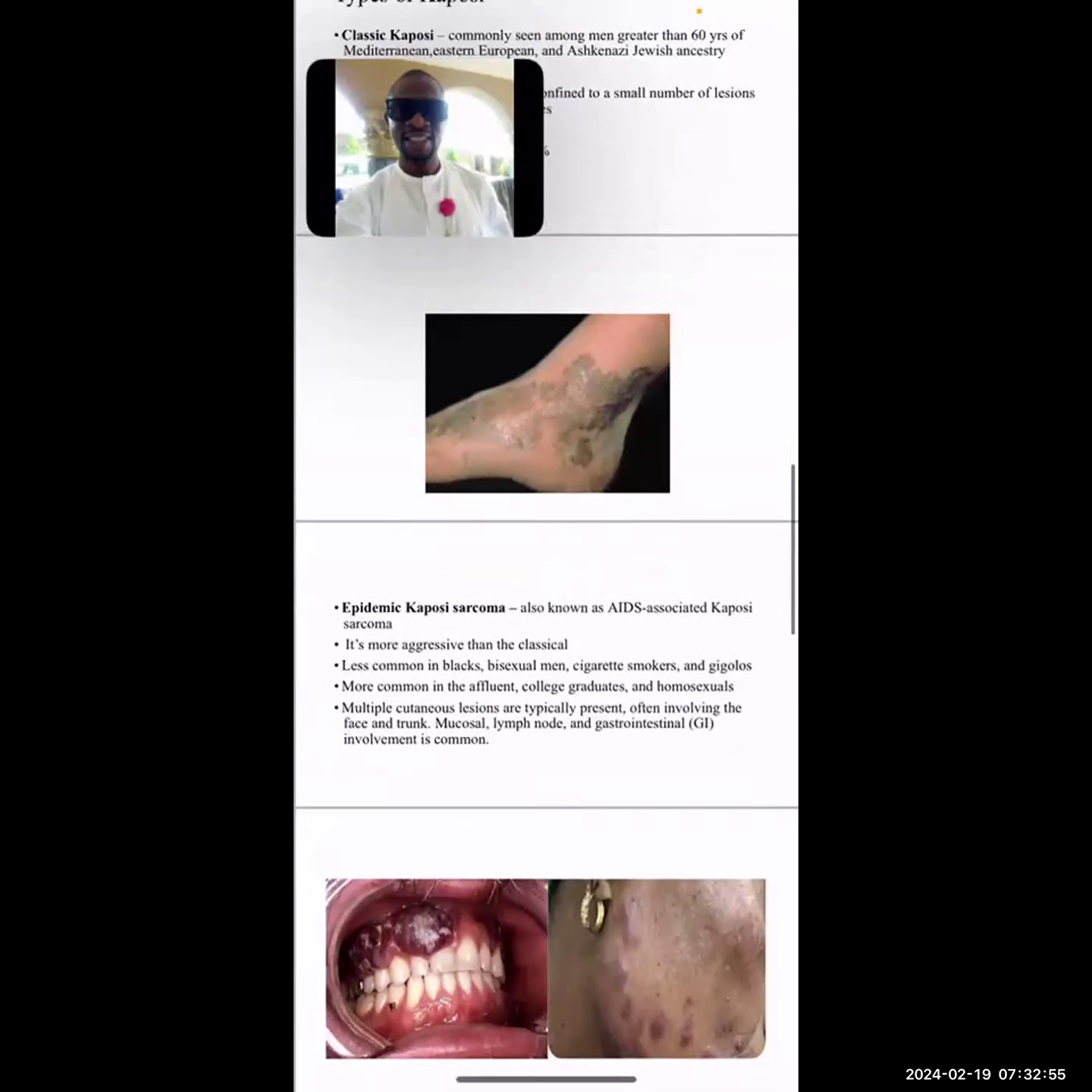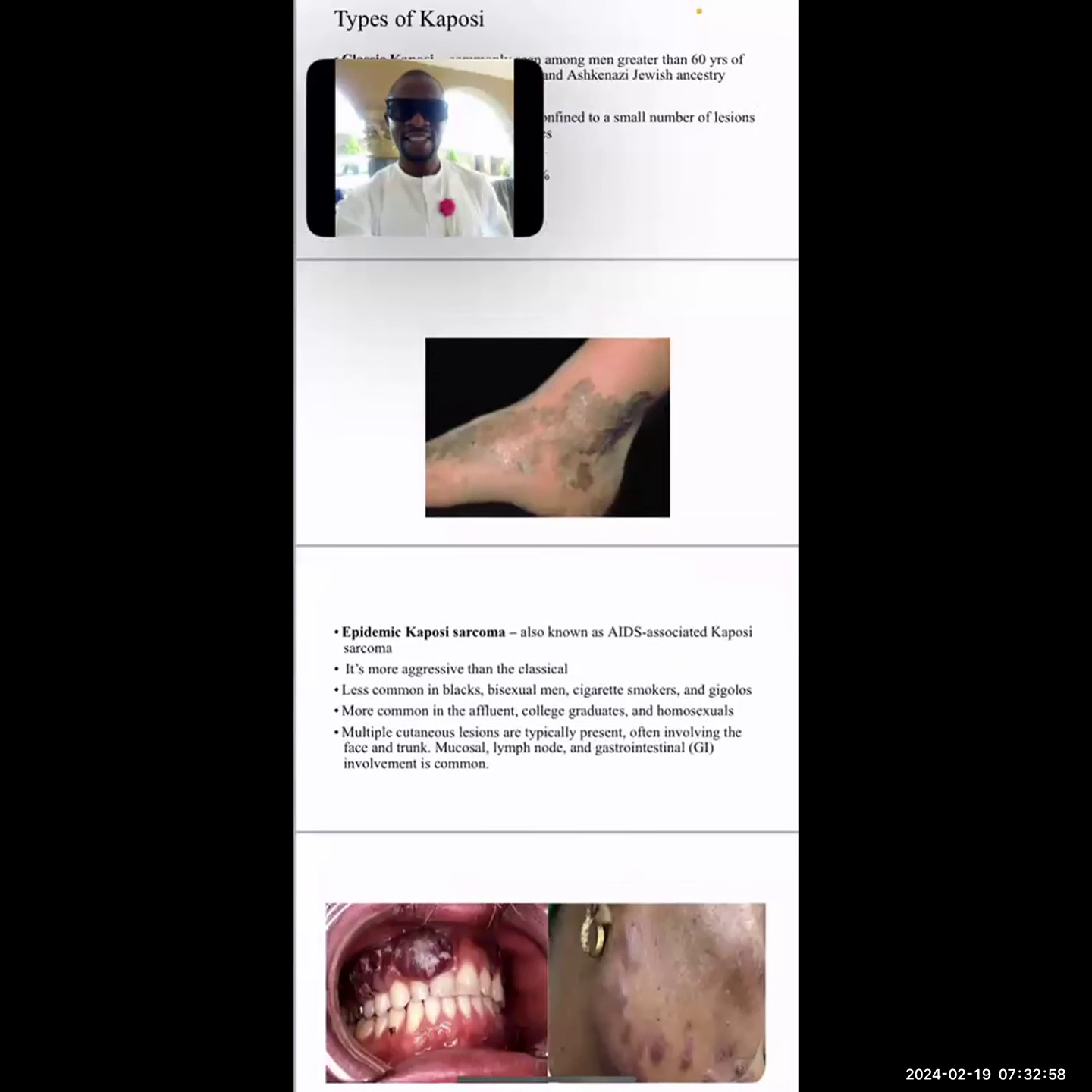Now, the other one is the endemic Kaposi. So endemic Kaposi is also termed AIDS-associated Kaposi sarcoma. This actually runs a more aggressive course than the classical one. It's less common in blacks, bisexual men, cigarette smokers, and gigolos, but it's more common in the affluent, college graduate, and homosexuals.